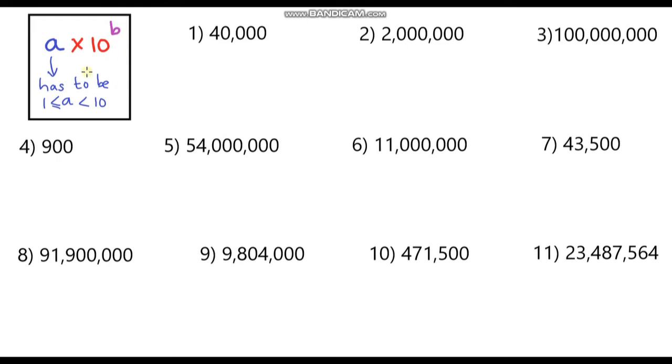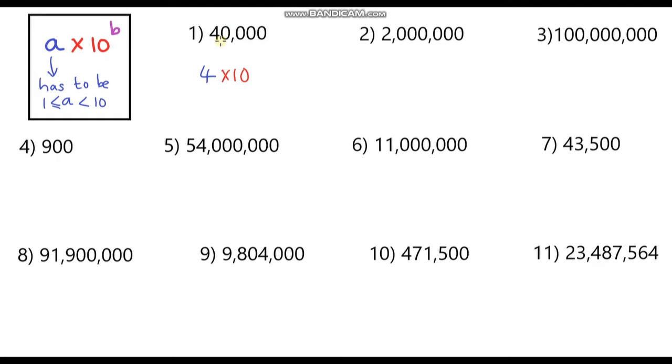If you look over here, we always start with a base number. The base number always has to be between 1 and 10. So you can see here it has to be greater than or equal to 1 but less than 10, and we have to use all of the digits that we've got. So the base number is just going to be 4, and then we're going to multiply by 10. We always multiply by 10. Now how many times do we need to multiply by 10 in order to get this number of 40,000?